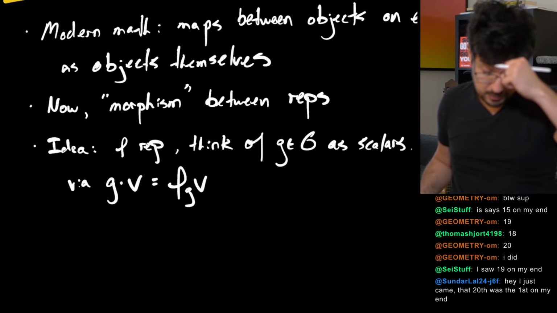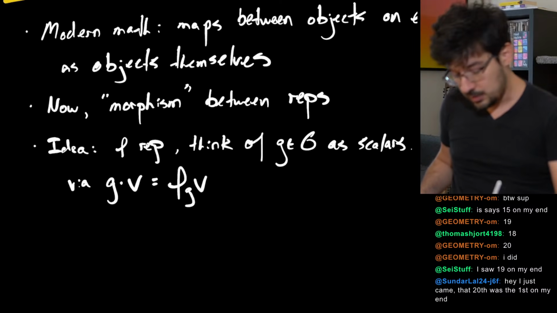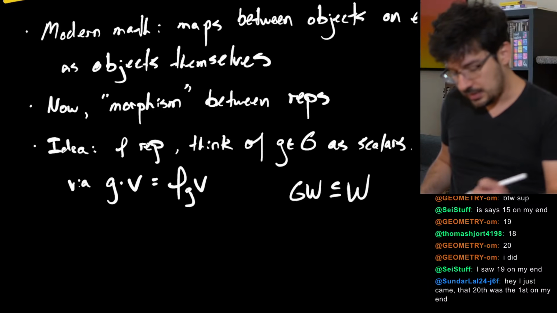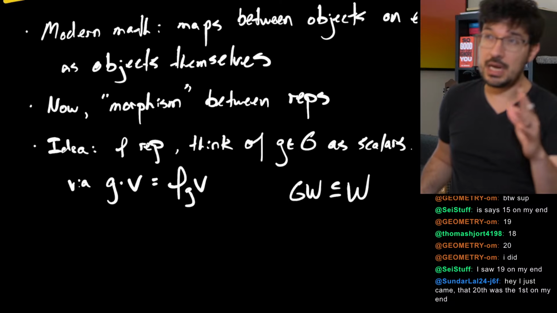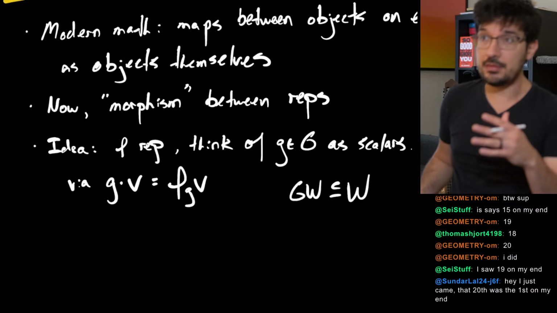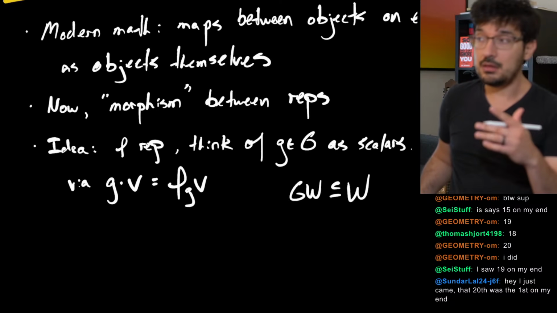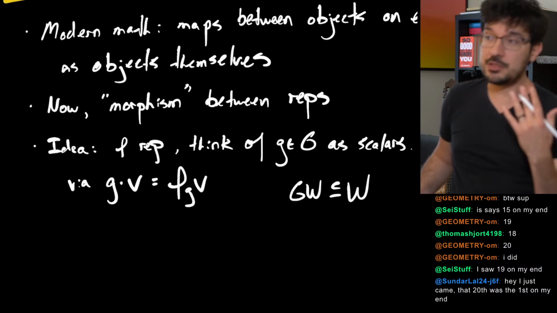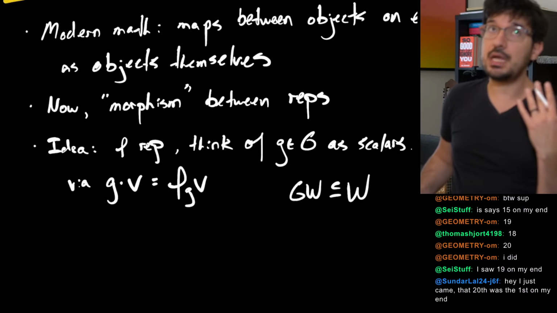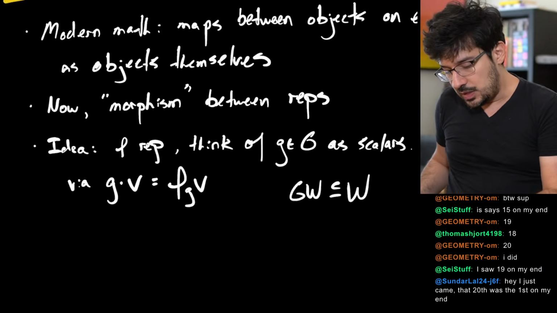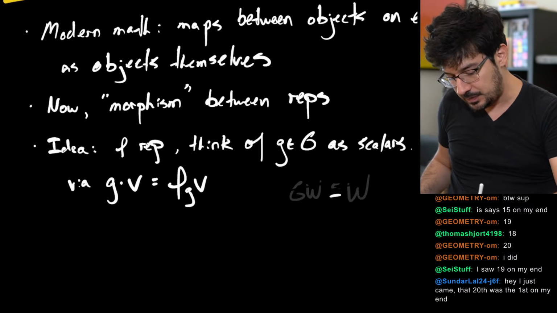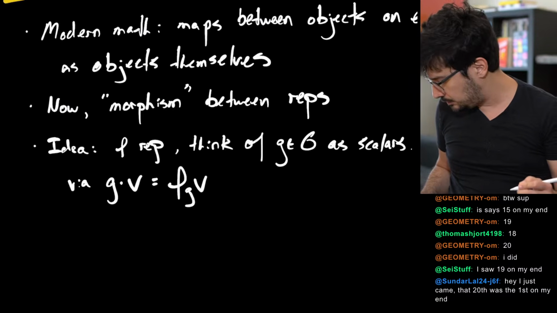Sure. This is like how we have been writing this to mean G invariance. It's kind of like multiplying by group elements, but we're not actually multiplying by the group elements, but by the representation of those group elements. Okay? Yep.